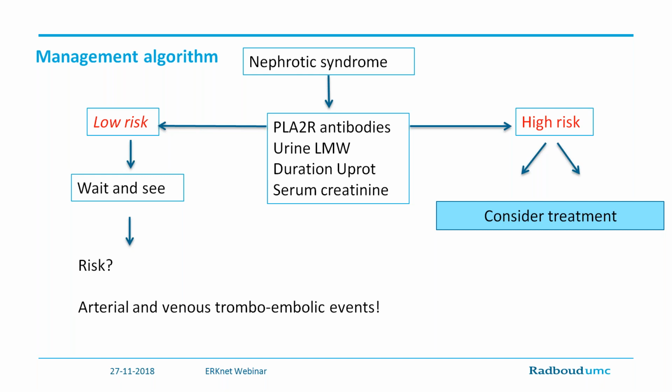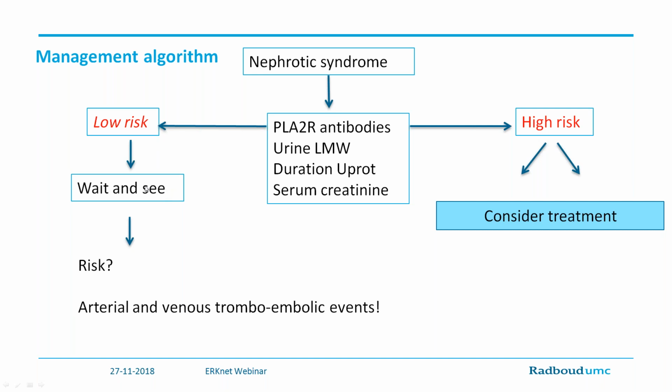Obviously, we need to have studies where these various biomarkers are combined to see if we can develop a model whereby combining the PLA2R antibody levels, the urine low molecular weight proteins, the duration of proteinuria, and the serum creatinine value, we can combine these values to a score and define higher risk with a higher likelihood. Still, by using this information right now, we can predict the risk with an accuracy of at least 80%. If we predict high risk, we can consider immunosuppressive treatment. If the risk is low, we would advocate a wait-and-see policy.